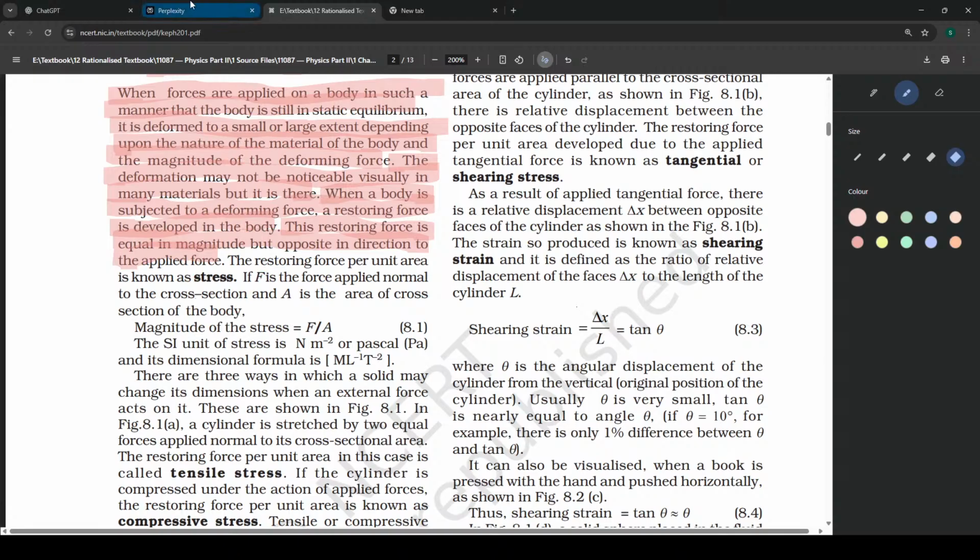I have a doubt. Is this restoring force simultaneous with the opposite force, the external force? Does this happen at the same time as the opposing force?